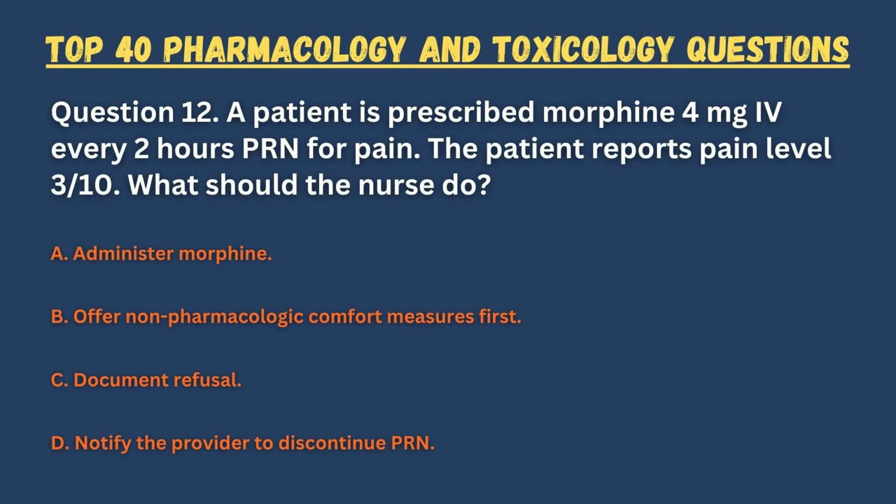Question 12. A patient is prescribed morphine 4 milligrams IV every 2 hours PRN for pain. The patient reports pain level 3 out of 10. What should the nurse do? A. Administer morphine. B. Offer non-pharmacologic comfort measures first. C. Document refusal. D. Notify the provider to discontinue PRN.